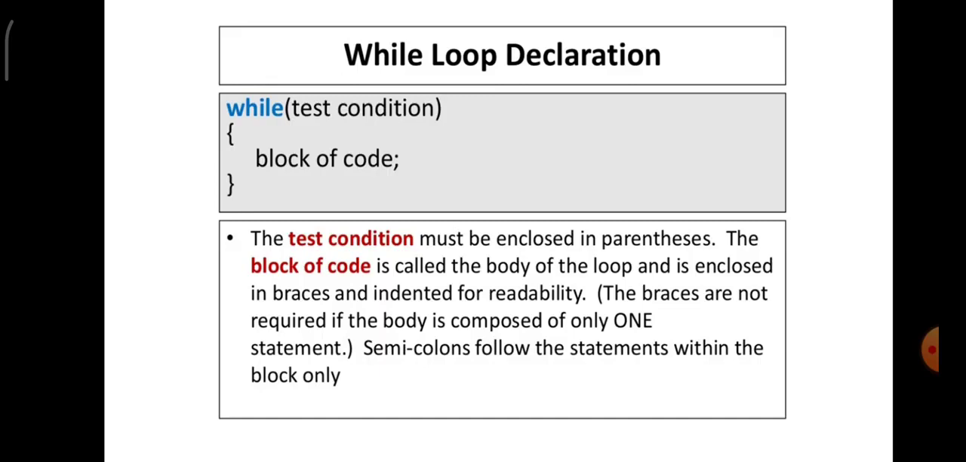The block of code is called the body of the loop and is enclosed in braces and indented for readability. The braces are not required if the body is composed of only one statement. The meaning is, if you are going to have only one statement, those 2 brackets are not necessary. If you have more than one statement, you need to include those 2 brackets. Semicolons follow the statement within the block only.